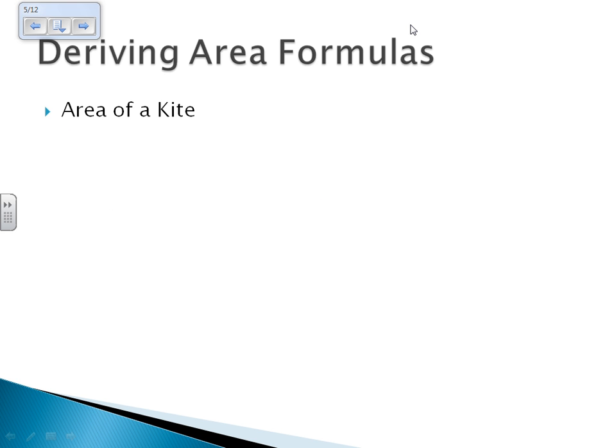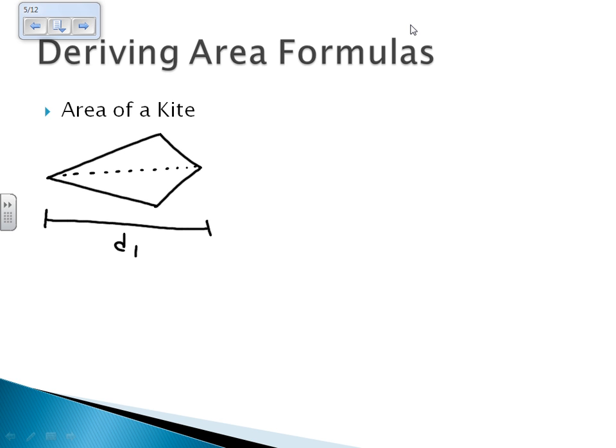The area of a kite, I'm not going to run through it all, so you don't need to worry about it all. Just pay attention real quick. If I draw any kite, and I cut it again, this is my length D1. This is my length D2. Everybody see D2? If I cut it into two triangles, it's again the red one up here, and the green one down here.